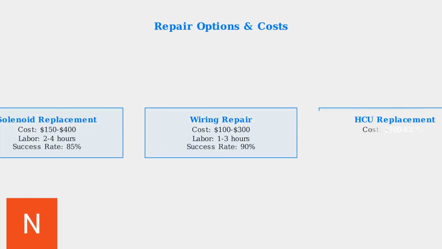Once diagnosed, several repair options are available. Solenoid replacement costs $150 to $400 with 2 to 4 hours labor. Wiring repair ranges from $100 to $300 with 1 to 3 hours labor. Complete hydraulic control unit replacement is the most expensive option at $800 to $2,500.